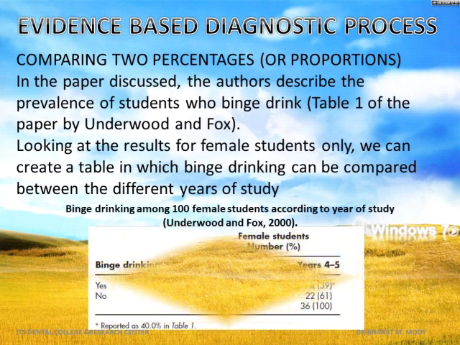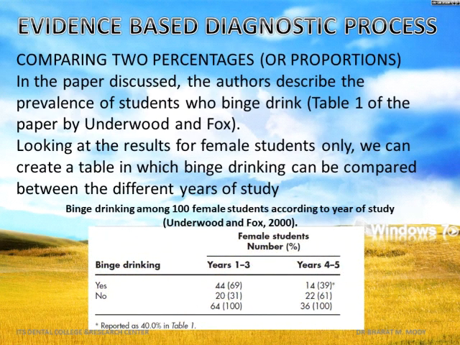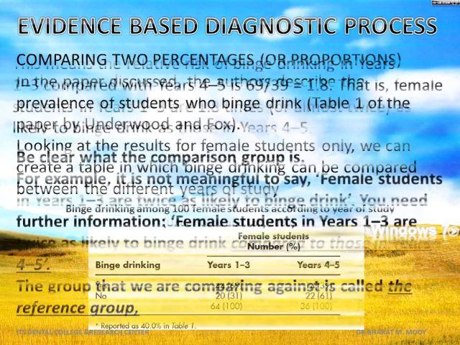The comparing of two proportions is something we generally do. Now, the paper which was Underwood and Fox, we are going to use the example of the same. So in the binge drinking which was there in the females, in the first 3 years, if you compare, then you can give a result. Yes, in the first 3 years the females were drinking much more than in the 4th and 5th year.